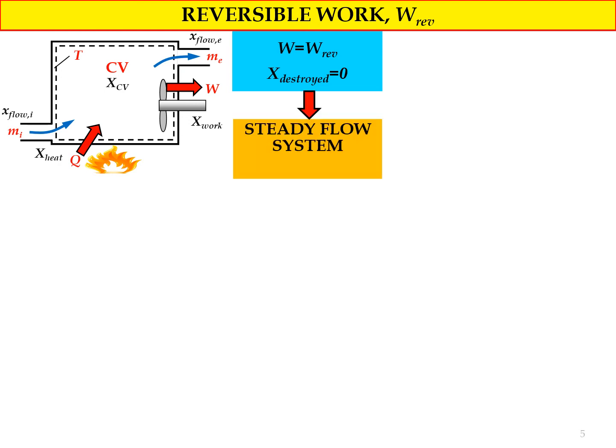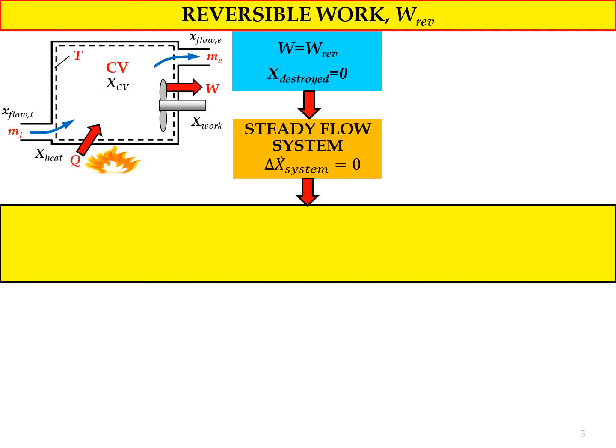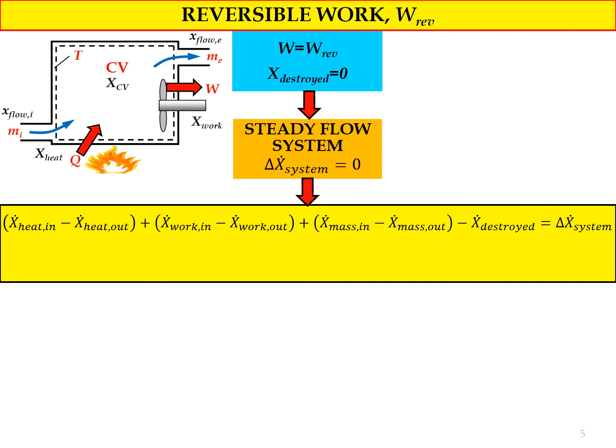And in the case of a steady flow system, the rate of Exergy change of the system is equal to 0. So from the Exergy balance equation, which is the general equation, we have net Exergy transfer from heat, net Exergy transfer from work, and also net Exergy transfer from mass flow in and out, minus the Exergy destroyed.